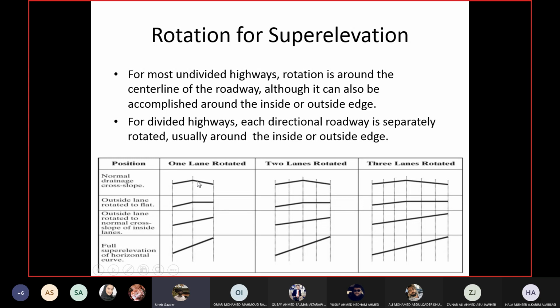The right hand side is the outside edge. From the first to the second part, we are doing tangent runoff, from normal to flat. Then the outside edge will be rotated further. It will be raised further to match the slope of the inside lane. At this point, both lanes have the same slope and the same direction. The normal slope is normally the same, but in different directions. But here you can see it's the same slope in the same direction. So both lanes are raised now, the inside as well as the outside lane, and they have the same slope. This is part of the super elevation runoff.